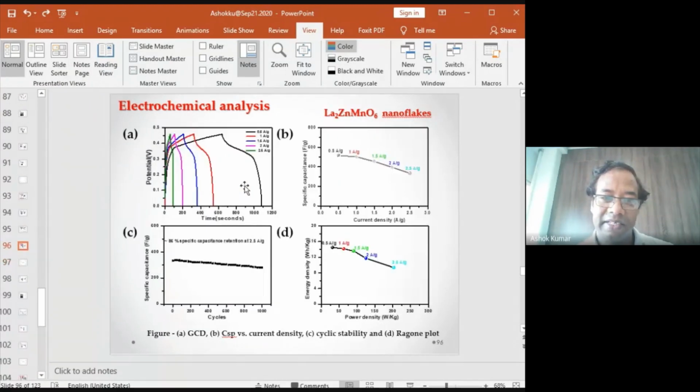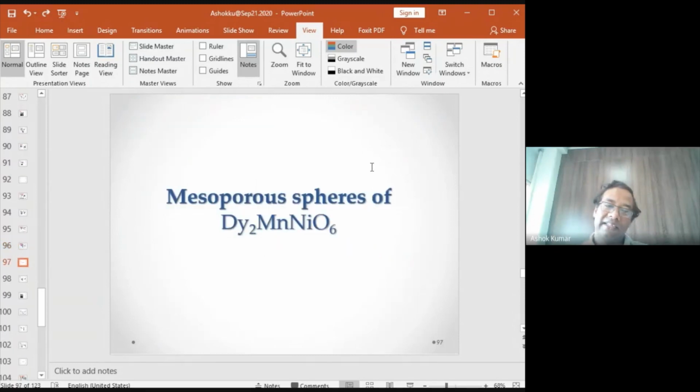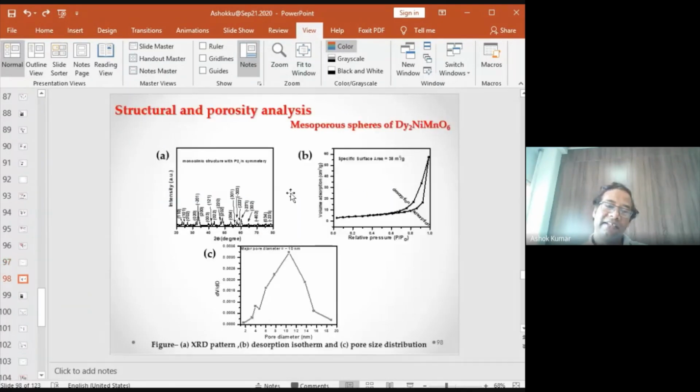And this again, La2ZnMnO6, is another material. And then we have mesoporous Di2MnNiO6 material. You understood the XRD pattern, which is to know the crystal structure, and BET is for pore size analysis. This is the pore size distribution. You can know how the pore size is varying. Like here, starting from here, it has the highest number of pores of this size, and then they are reducing.